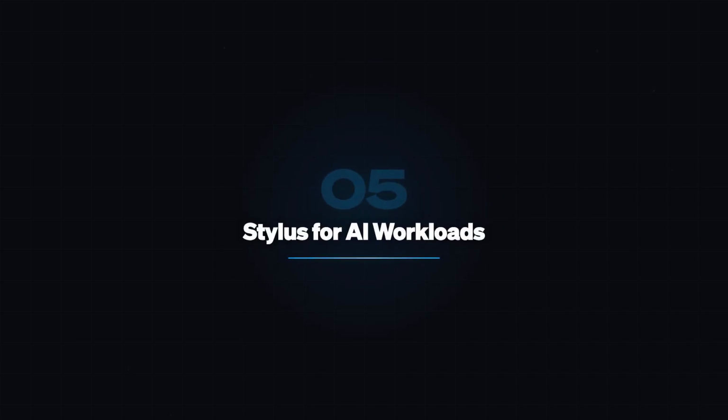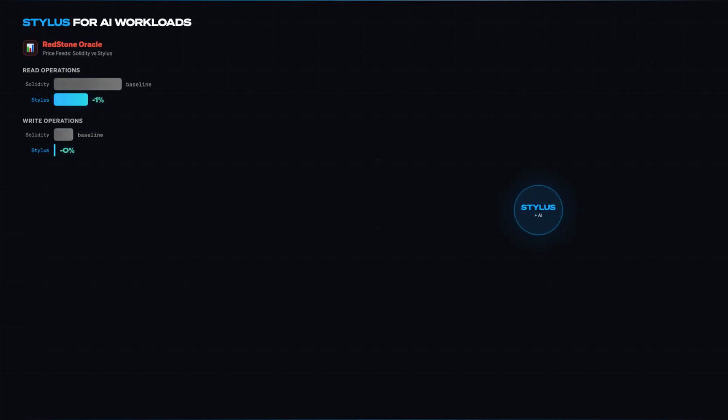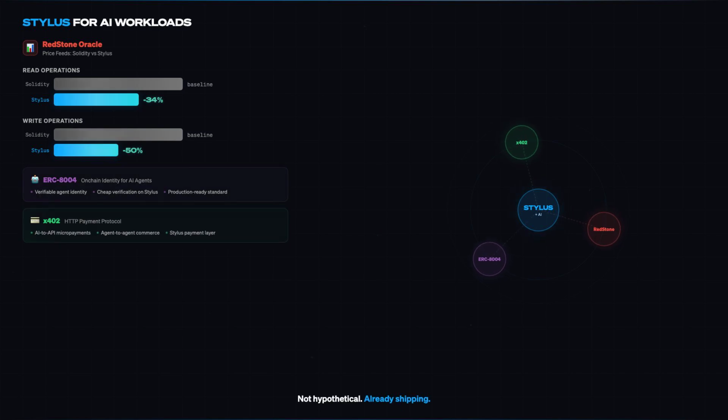But there is a bigger picture here. Stylus is not just a better way to write contracts. It is infrastructure that makes AI workloads viable on-chain.